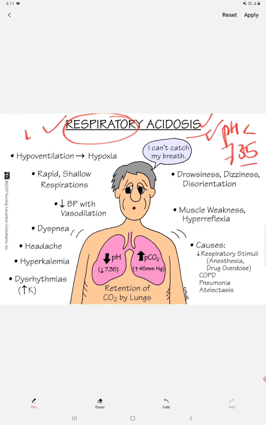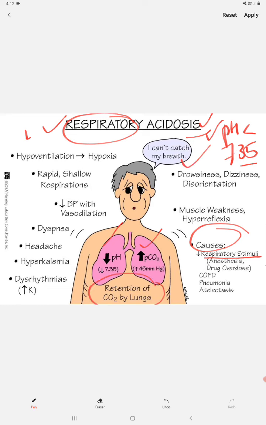And what will be the causes of this respiratory acidosis? Decreased respiratory stimuli. That's why the CO2 is not getting out of the lungs. So there will be accumulation of the CO2 in the lungs. So there we can see the increase in the CO2. And then pH also decreases because CO2 is increased, which is acidic in nature. So definitely the pH decreases. And we can see the retention of the CO2 by the lungs in this patient.